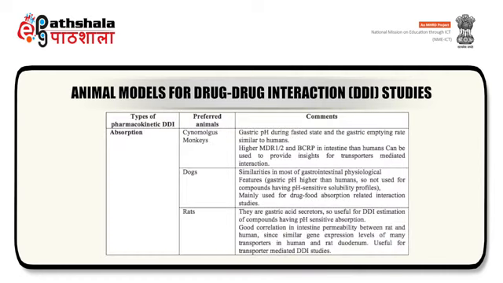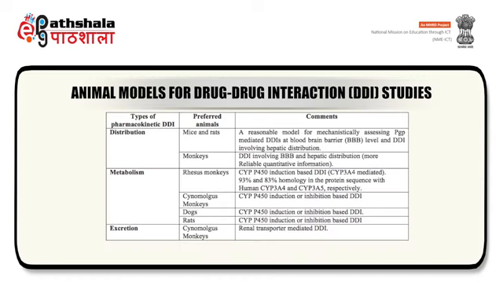The preferred animals for ADME studies are as shown on the screen in the table. For the absorption studies, cynomolgus monkeys, dogs and rats are used. For the distribution studies, mice, rats and monkeys are used. For the metabolism studies, rhesus monkeys, cynomolgus monkeys, dogs and rats are used. And for the excretion studies, again cynomolgus monkeys are used.